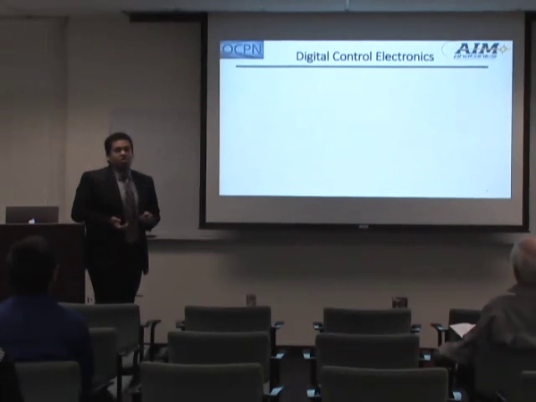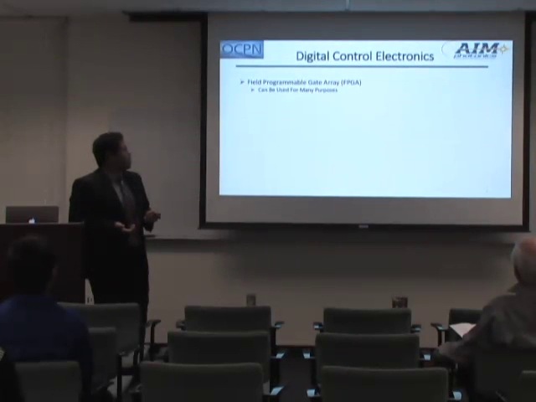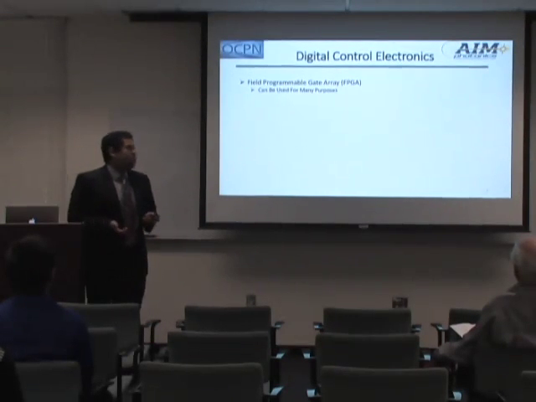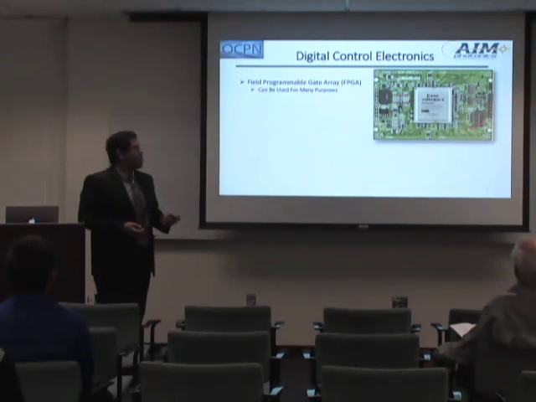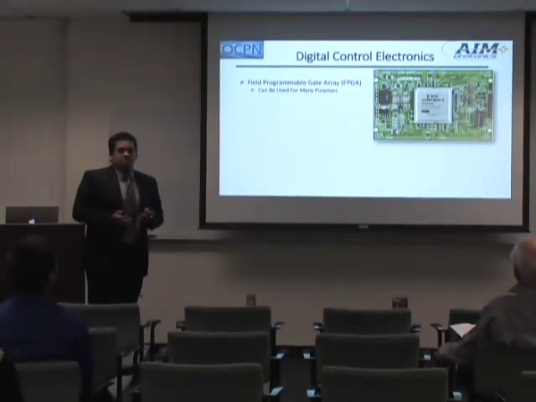So digital control electronics, what this means is that we're using external hardware that handles digital signals to affect the system. In this case, what I'm talking about is something called a field programmable gate array, an FPGA. This is an example of an FPGA. This is the Virtex-4 model that I've actually been working with. The FPGA can be used for many different purposes. It can be used to emulate many different digital circuits.